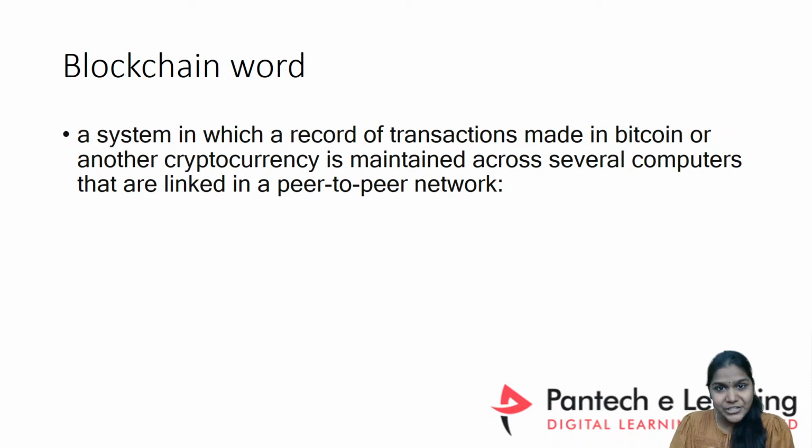Whatever transactions have been made through this Bitcoin, that record of transactions will be there, right? It will be stored in different blocks securely. So a system in which a record of transactions made by this particular Bitcoin or any other cryptocurrency coins is maintained across several computers, storing that transaction record in different computers that are linked in a peer-to-peer network. It means in a particular network, suppose 5 people are there, then those 5 people will have the transaction record of information.